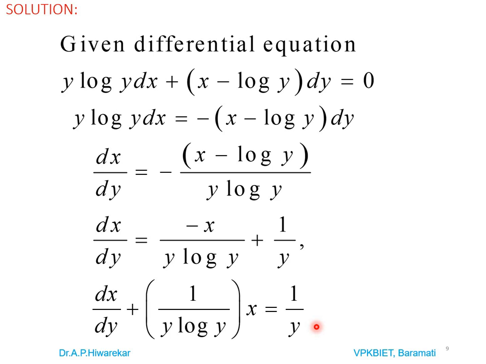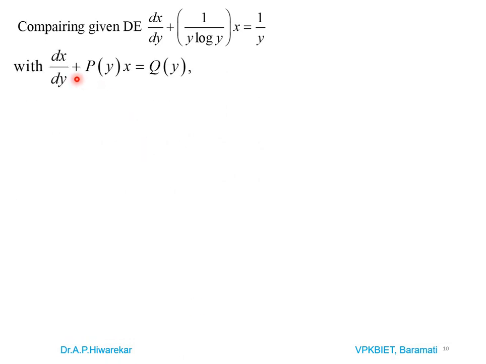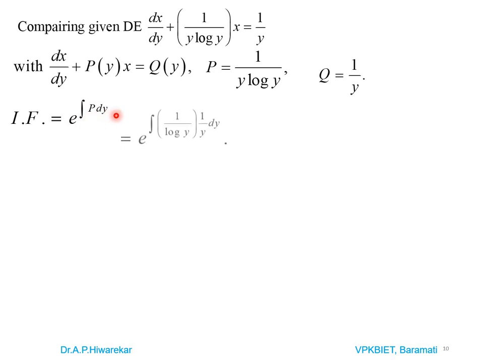And obviously, this is a linear differential equation in x. So comparing this equation with dx by dy plus p of y into x is equal to q of y, what is the value of p? p means 1 by y log y and q is 1 by y. So the integrating factor is e power integration of p dy, which is 1 by log y into 1 by y dy.